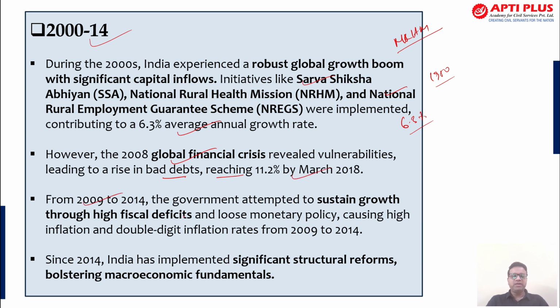2009 से 2014 के बीच में एक सस्टेनेबल ग्रोथ और सस्टेन ग्रोथ देखी गई. Even the high fiscal deficits were there, loose in the monetary policy causing the high inflation, double digit growth from 2009 to 2014. Now 2014 के बाद simply गवर्नमेंट ने कुछ इंपॉर्टेंट स्ट्रक्चरल चेंजेस किए अपने पॉलिसीज मेजर्स में, boosting the part of macroeconomic fundamentals also.